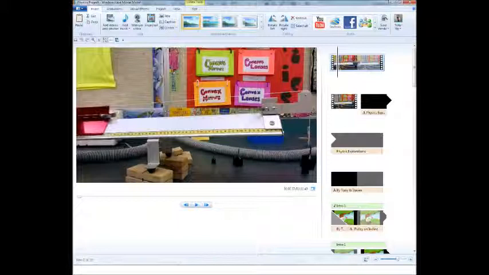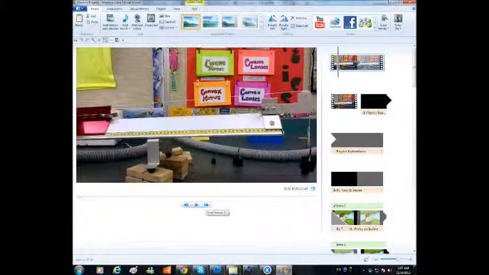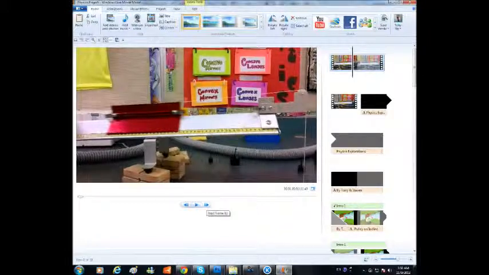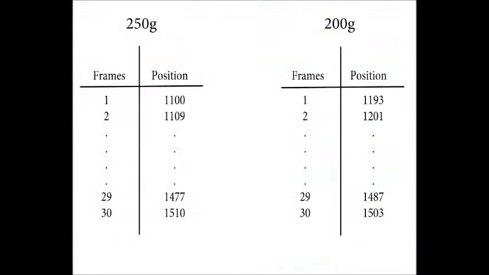Step 1. Examine the initial position of the glider and record it in the chart. Step 2. Click the next frame button to go to the second frame and record the position. Step 3. Move to the 29th frame and record the position. Step 4. Move to the 30th frame and record the position. Repeat the 4 steps with the video of the second trial. After completing the 2 trials, you will end up having these results.